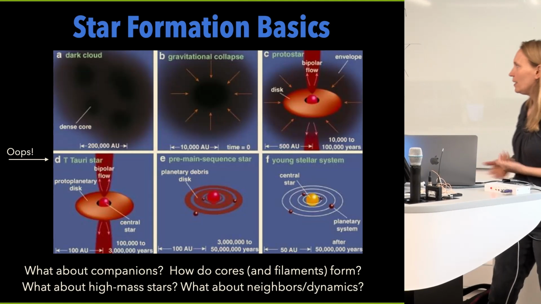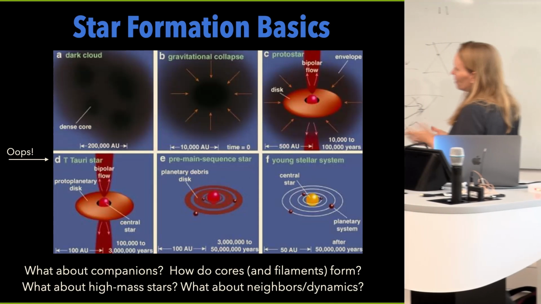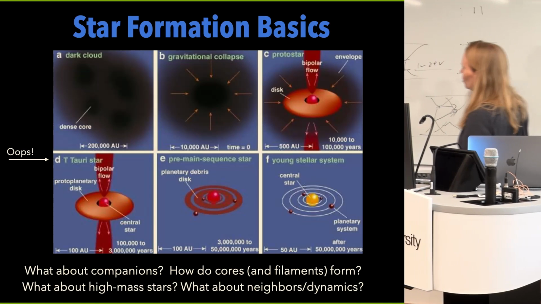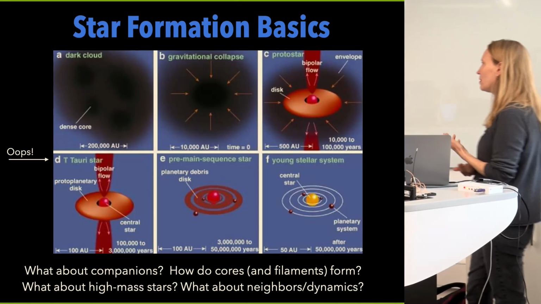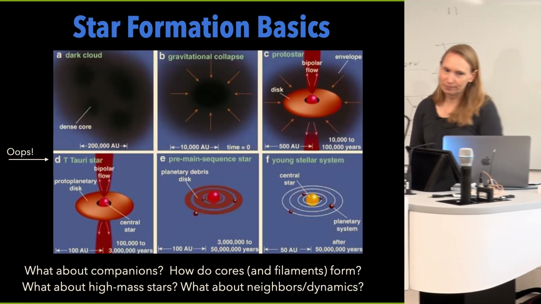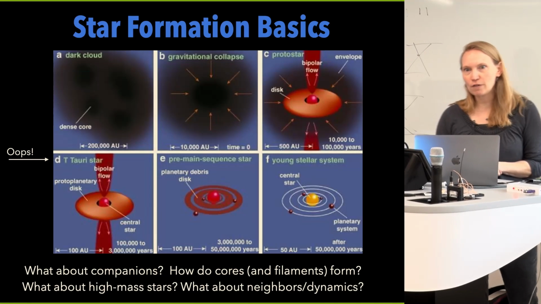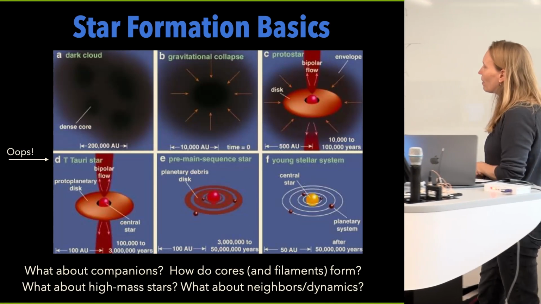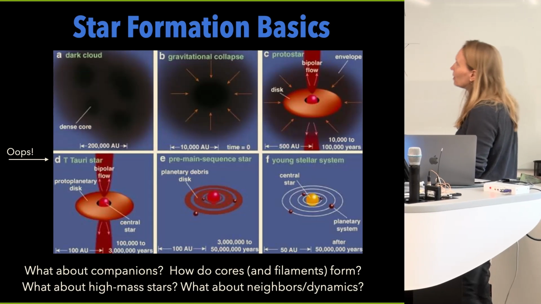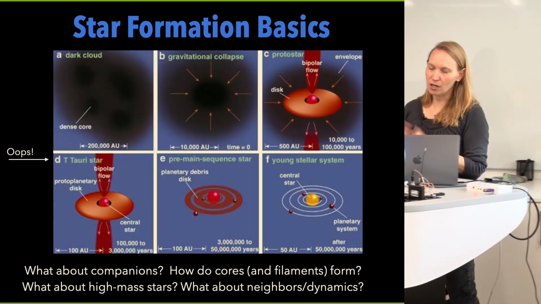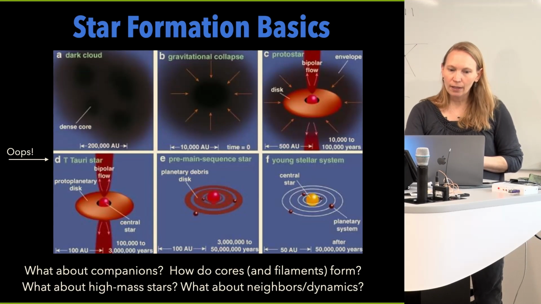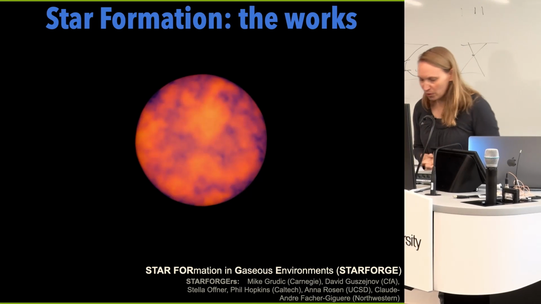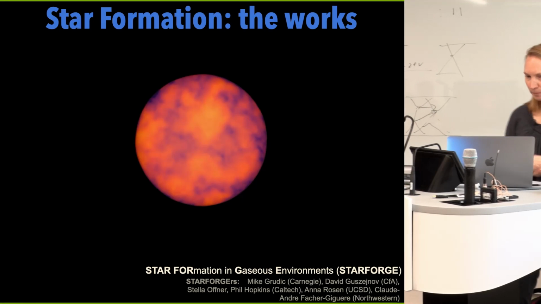Okay, but this picture leaves out a lot of things, right? So what about stellar multiplicity and companions? This is the "let there be a core" picture. So how do you actually get these overdensities or filaments? What about high mass stars? This is supposed to represent low mass star formation, and so there may be some important differences there. And of course, what about neighbors and dynamics? Because most stars form in clusters, not as an individual star separately. So simulations can help us piece together and model this picture in all of its glorious complexity.